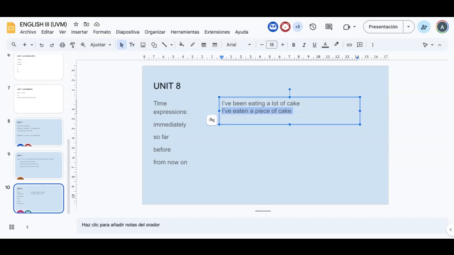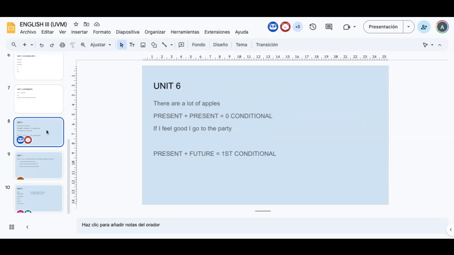that kind of meaning, okay, that the situation is unfinished, but in the present perfect, the action is finished. The piece of cake doesn't exist anymore. Okay, I've just eaten the piece of cake. So that's the important thing that you need to remember between the present perfect continuous and the present perfect. And what about this one? Okay, present plus present, zero conditional, present plus future, first conditional.